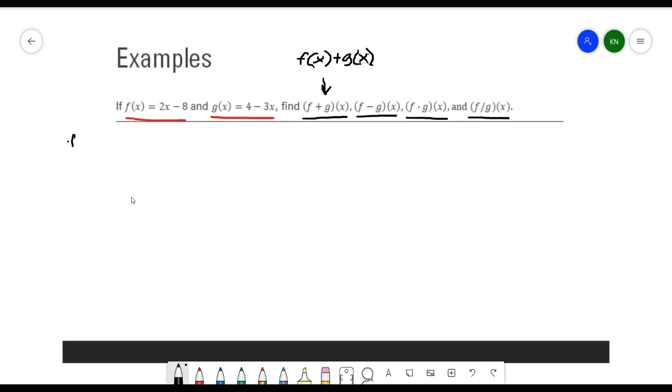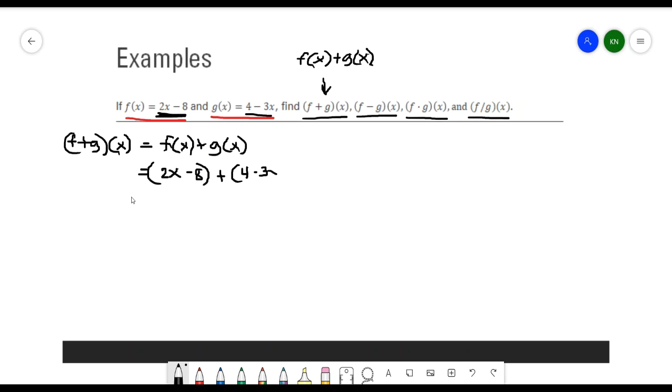So here we should have f plus g of x is again equivalent to f of x plus g of x, in which we know our f of x is equivalent to 2x minus 8. So we have 2x minus 8 plus our g of x, which is equivalent to 4 minus 3x. So we have 4 minus 3x. So we now have, combining this expression, 2x minus 8 plus 4 minus 3x.